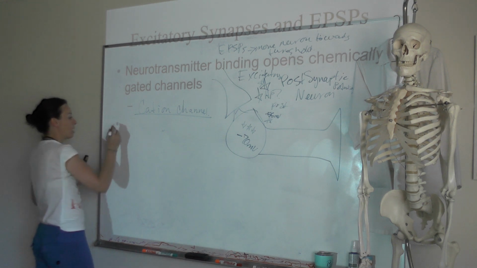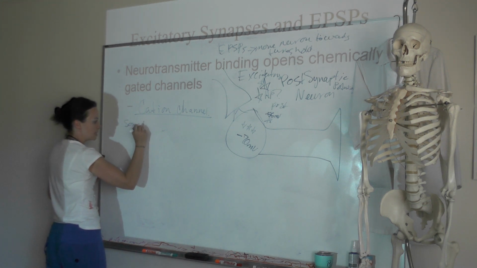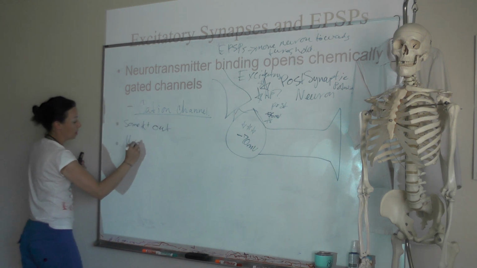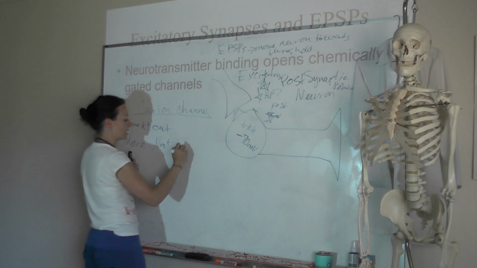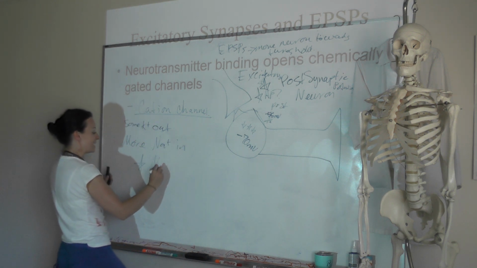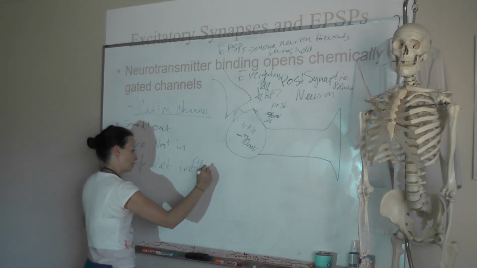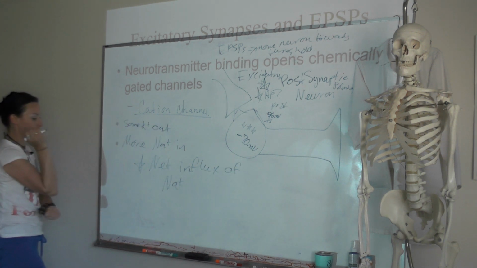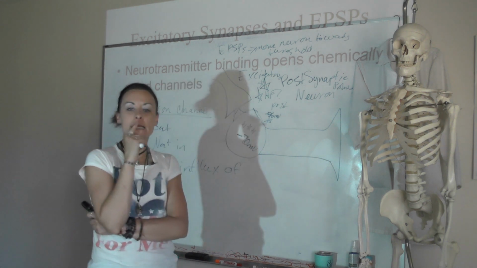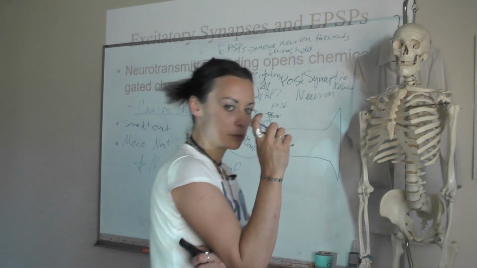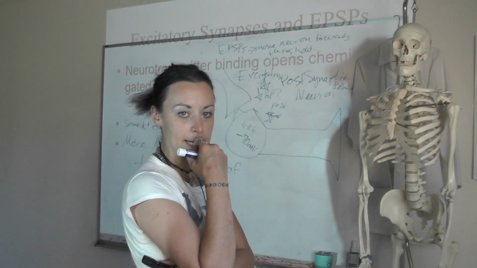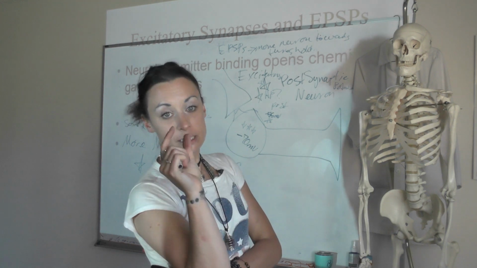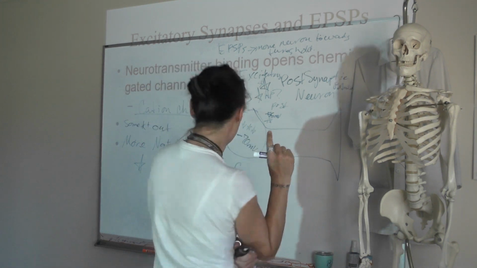So we'll say we have some potassium out, but we have more sodium in, and it's the net influx of sodium that is going to move us closer to threshold. So a potential or an event that moves us closer to threshold, is that depolarizing or hyperpolarizing? This is a graded potential. This is going to be a small, graded, depolarizing event.